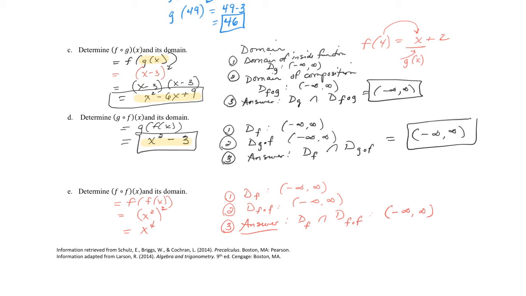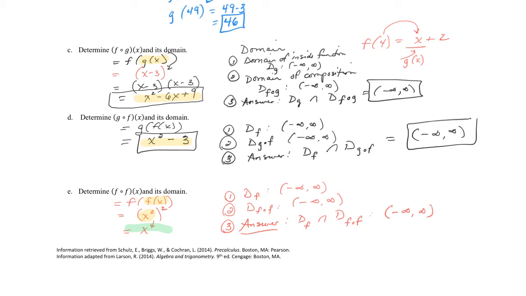So f composed with f of x is equal to f of f of x. So I take my inside function, which is f of x, and of course f of x is x squared. So everywhere there's an x within the f function, I'm going to replace it with x squared. So I'll get x squared squared, which of course then equals x to the 4th. So that's my composed function.